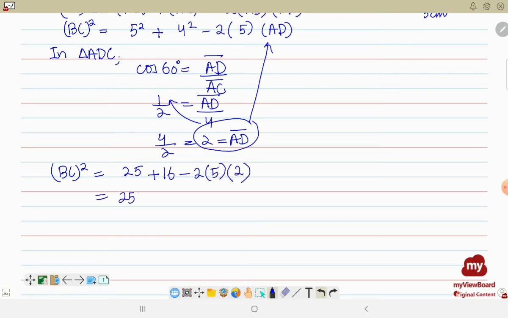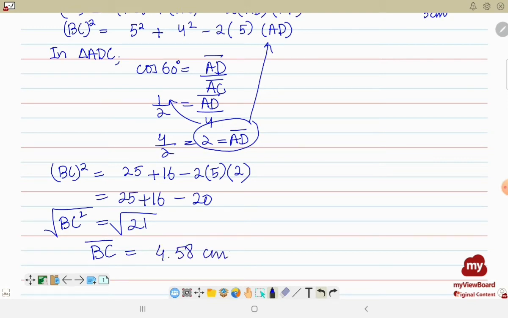So 25 plus 16 minus 24, 5 times 20. If you solve it out, you will get 21. So BC square is equal to 21. So the value of BC will be taken out by taking the square root on both sides. So BC is equal to the square root of 21, which is 4.58 centimeter. This is the answer that we needed to find out.